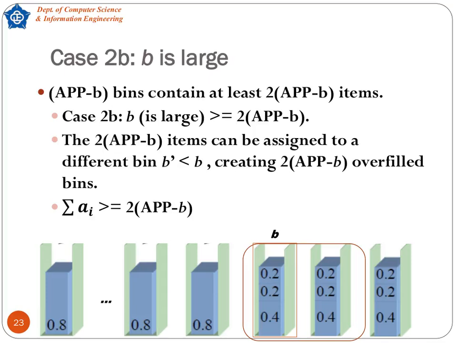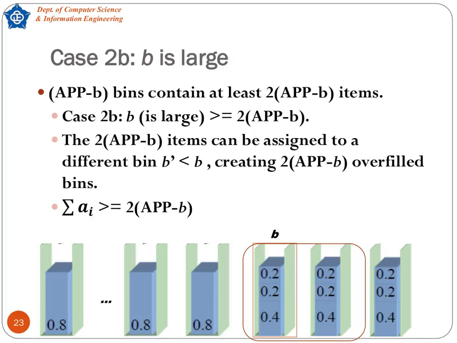A significant consequence of this larger B is that these 2 times APP-B items can actually be assigned to a different bin, which we'll refer to as AP prime, a bin that is inherently smaller than B. This strategic assignment then leads to the creation of 2 times APP-B overfilled bins. Mathematically, this means the sum of item sizes, denoted as a sub i, is greater than or equal to 2 times APP-B.